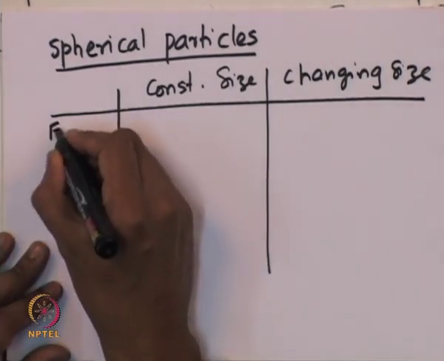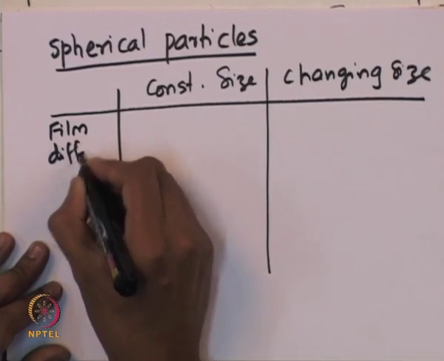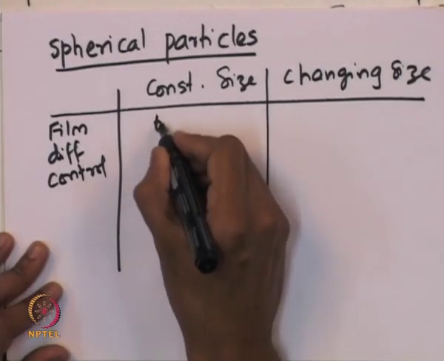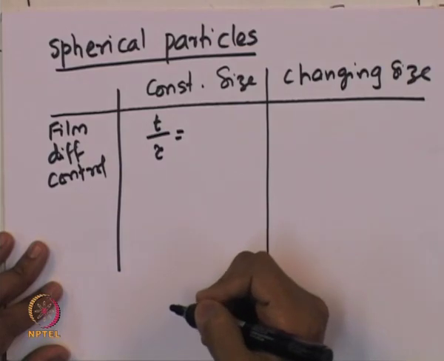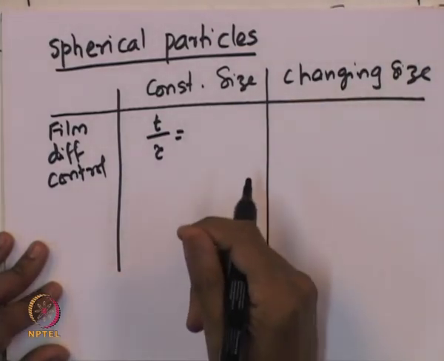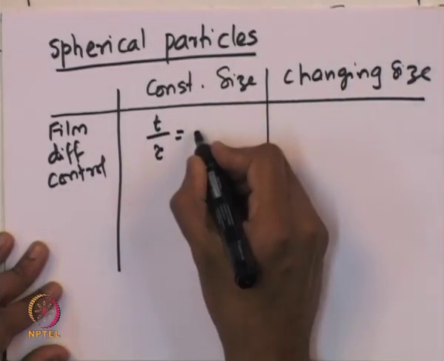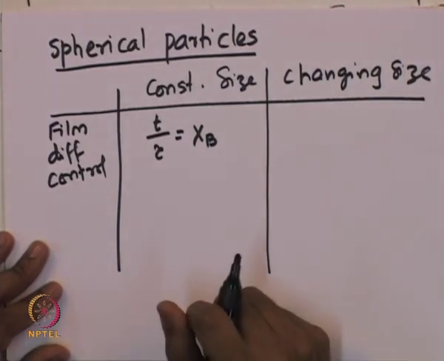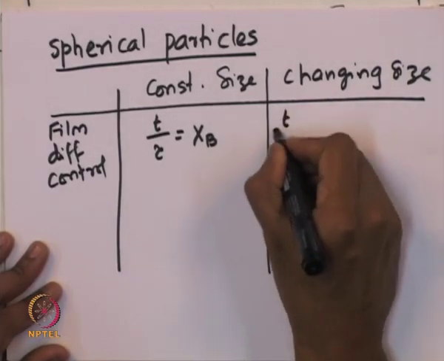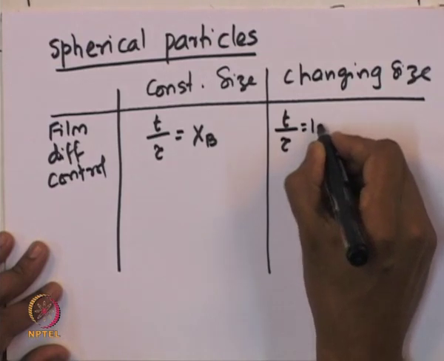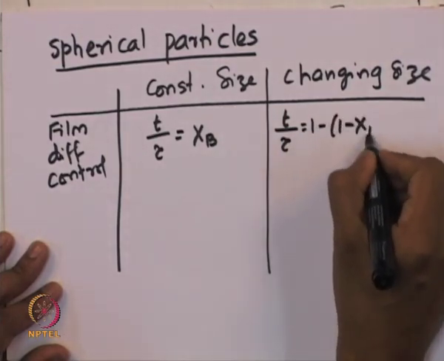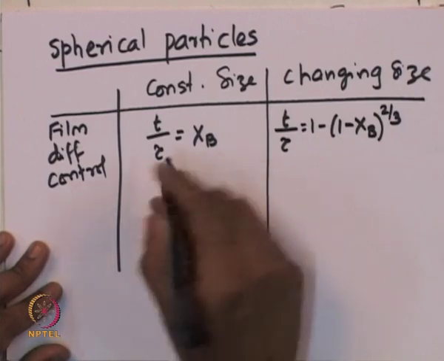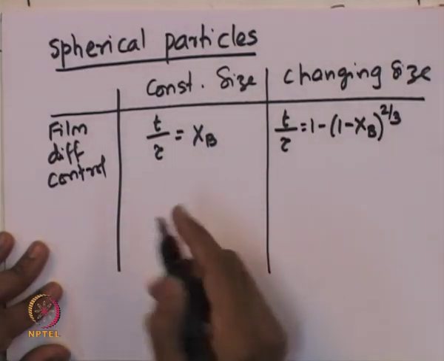Now, suppose it is gas film diffusion control. If the overall reaction is controlled by the film diffusion control, then we found that t by tau, where t is the time taken for the unreacted core to reach a certain radius because of the heterogeneous reaction, should be equal to the conversion of the solid itself, which is directly related to the amount of solid that is reacted. And then in changing size, the same expression would be t by tau is 1 minus xb to the power of 2 by 3. Here tau is the time taken for the complete conversion, that is, all of the solids present in the core have gone for complete reaction.